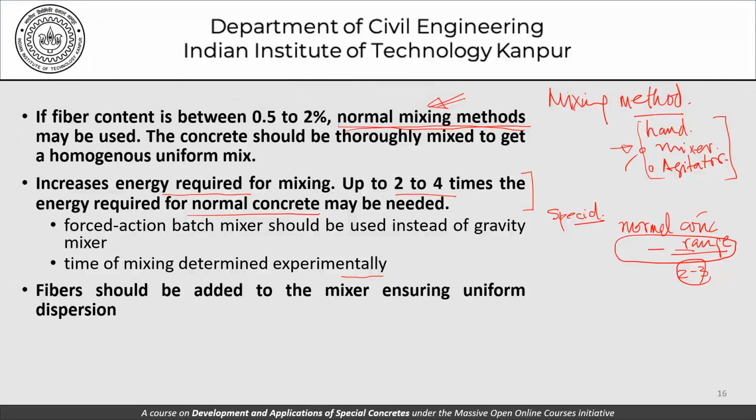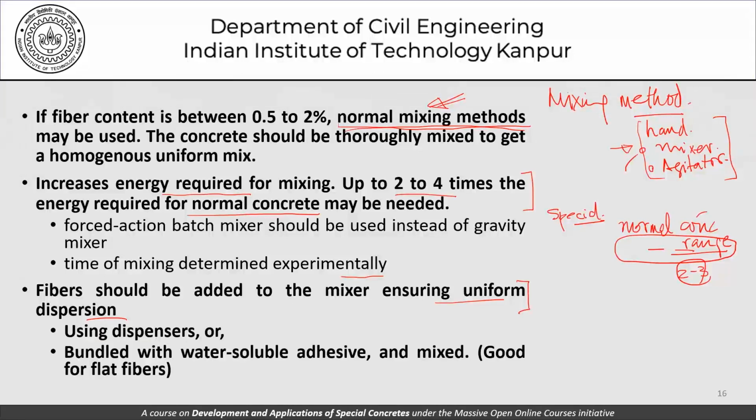Fibers should be added to the mixer, ensuring uniform dispersion. This is very important because you cannot just dump the fibers at one place and hope that the mixing process will take care of the uniform distribution. We have to make sure that fiber dispersion happens in the right way. We can use either dispensers or bundled fibers in water-soluble adhesives. This is good for flat fibers, and we should be careful that the chemical we use for bundling these fibers is not deleterious from the point of view of hydration of cement.